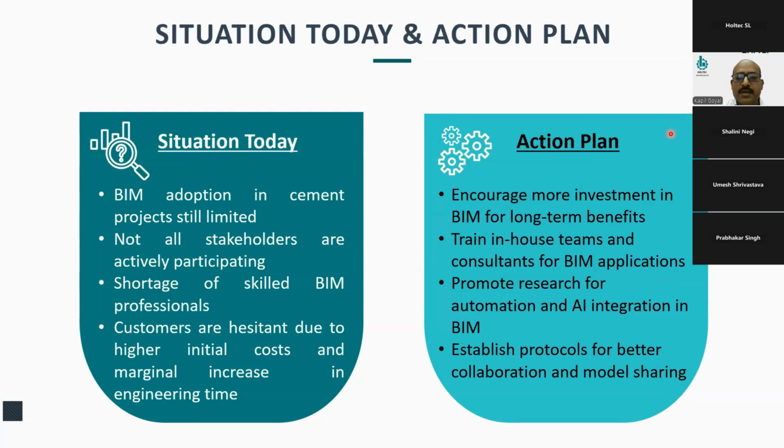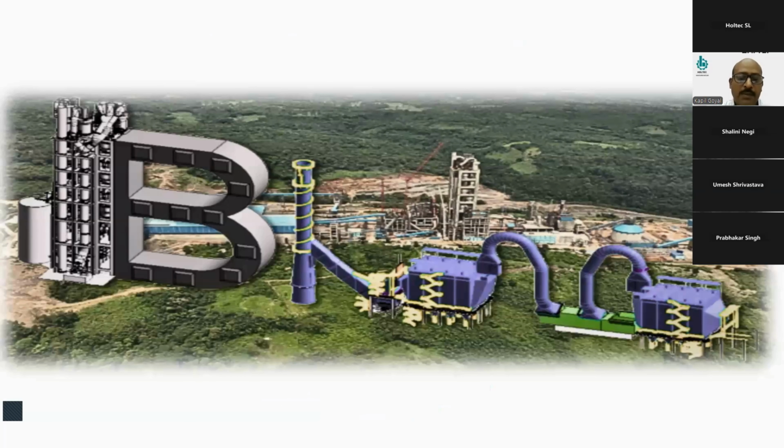What are the action plans to get this technology on board? We should encourage more investment in BIM for long-term benefits. We should train in-house teams and consultants for BIM applications. We should promote research for automation and AI integration in BIM. This can be done either at the user end or directly by the software supplier. We should establish protocols for better collaboration and model sharing. That means a disciplined approach is very much required. Otherwise, there can be further confusions. Now we explain how BIM helps to meet these challenges.